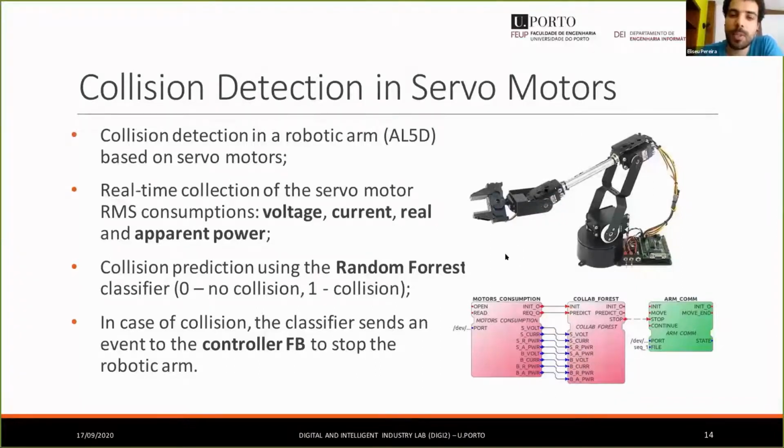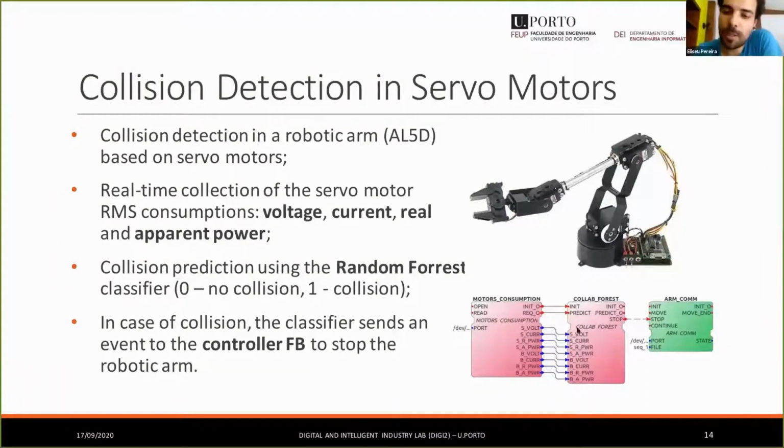In this case, we collect data from the servo motors: the voltage, the current, the real and apparent power from the base and the shoulder robotic motors. We have here in this function block the data from the shoulder: the voltage, current, real power, apparent power, and here from the base motor.